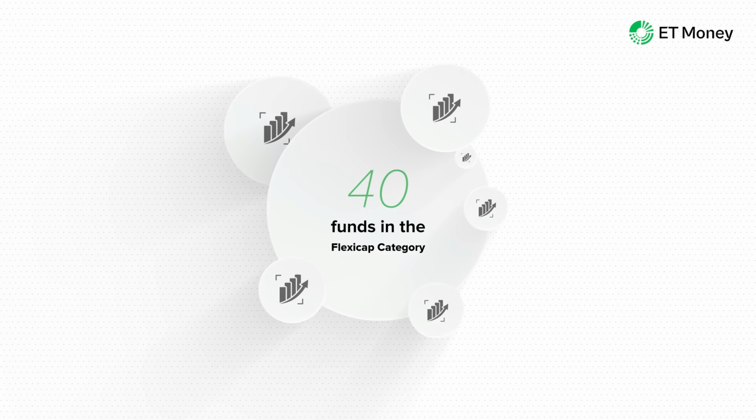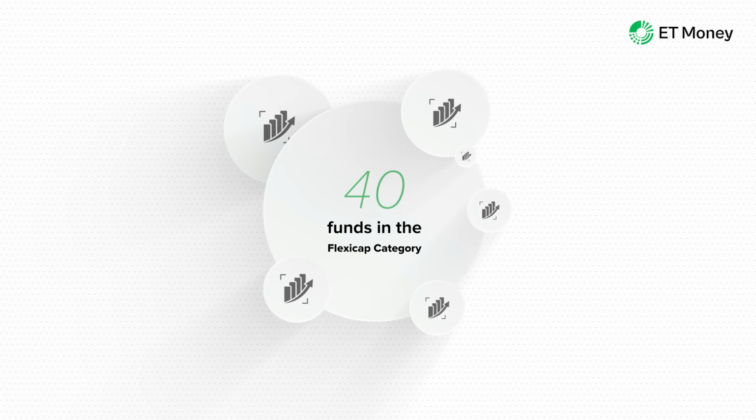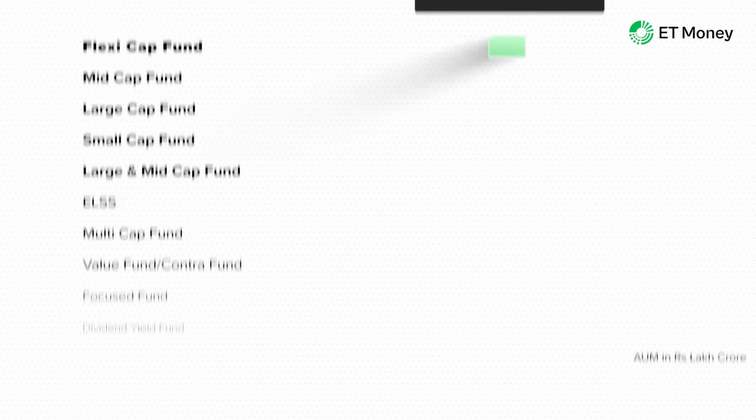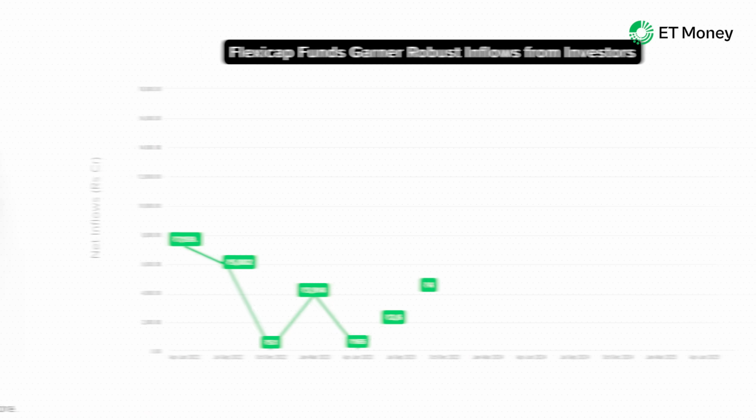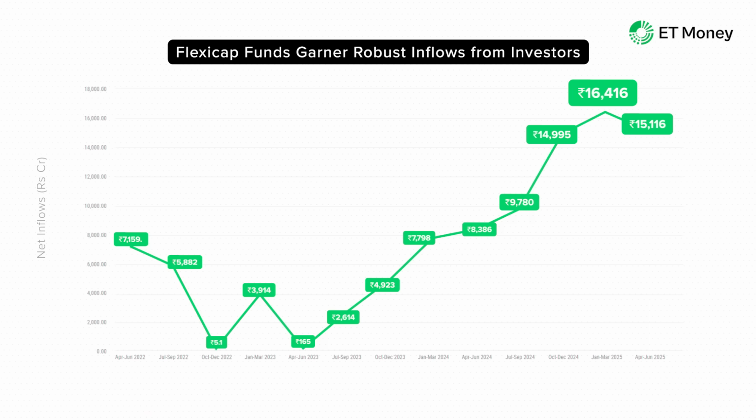Over the years, Flexi Cap funds have become an important category of funds. The category has 40 funds, which means almost every fund house has a Flexi Cap scheme. It has the highest assets under management among all equity funds. Together, these 40 schemes have 4.94 lakh crore of investors' money. Not just that, but this category consistently receives the highest inflows compared to any other category.